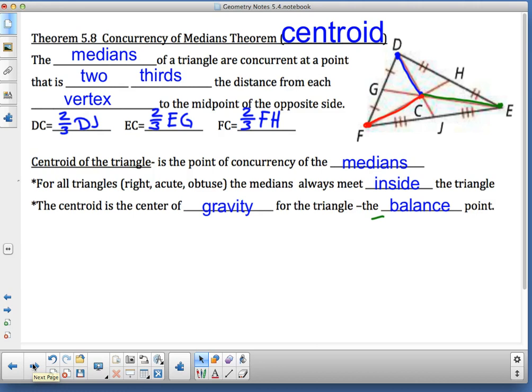Now, remember, this median continues on. Maybe I should dot that out. That median continues on, and that length of the median is 3 parts. The length from the vertex to the centroid is 2 parts. And the length from the centroid to the side that the median continues on is just 1 part. So that means if this was 8, this would be 4. The whole thing, DJ, would be 12. Do you see that as we talk about that? And we will get to some practice problems to get more practice with this.